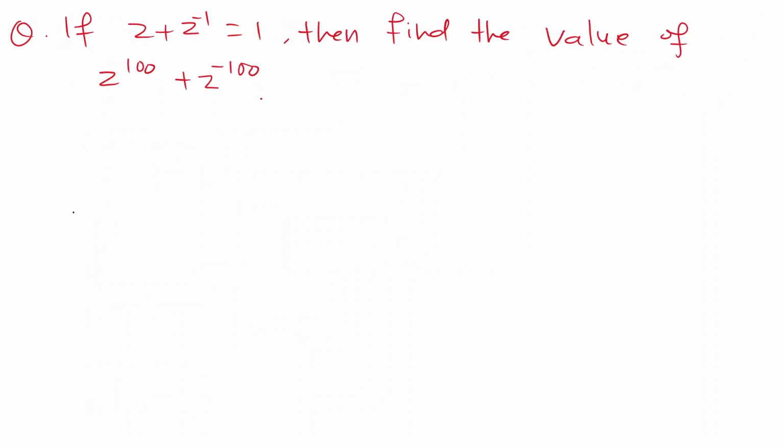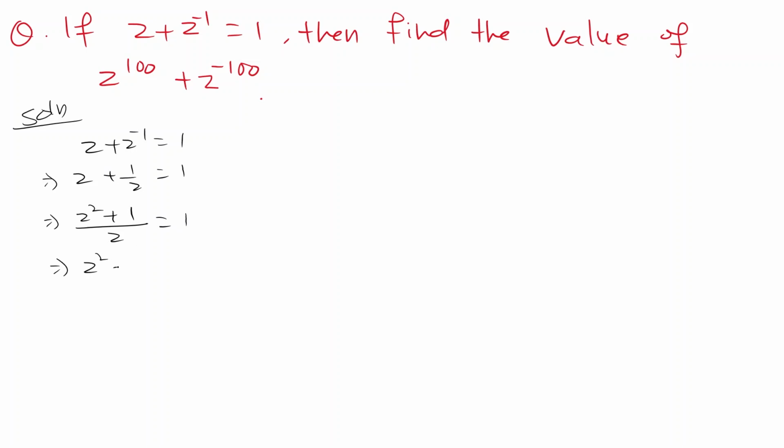0. Now we have another question: z plus z to the power minus 1 is equal to 1. Then find the value of z to the power 100 plus z to the power minus 100, right? So here z plus z to the power minus 1 is equal to 1. Now we can write this as z plus 1 by z is equal to 1. So now simply solve this one. z square plus 1 by z is equal to 1. Cross multiply, z square plus 1 is equal to z. Transpose to the LHS, so z square minus z plus 1 is 0.